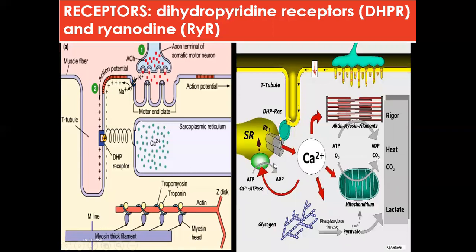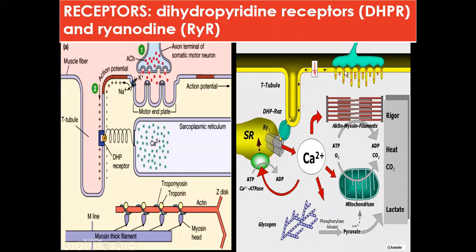So it's basically the same here, just showing you the dihydropyridine receptors that are mechanically connected to the ryanodine receptor in the sarcoplasmic reticulum. This calcium is the one that will bring about muscle contraction. But you need an action potential.